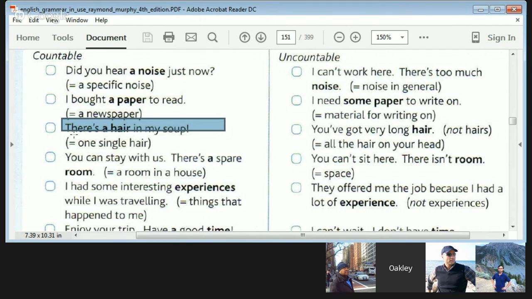Okay? We can make things like hair, rope, string, thread countable by saying a strand. That's a strand. A strand of hair, a strand of rope, whatever. Okay, but of course, when you cut your hair, you don't cut your hairs, all right? You cut your hair, and it's uncountable, the whole group of hair on your head.